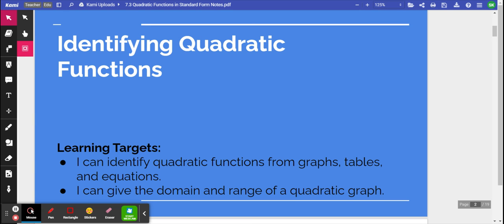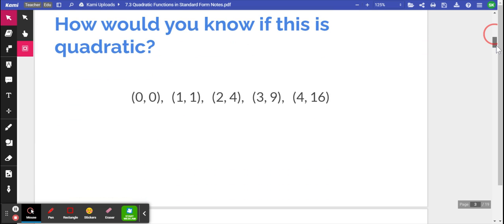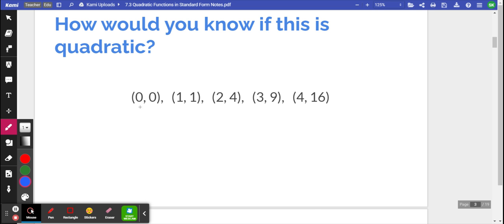Hey students, let's talk about identifying quadratic functions from tables and points. How would you know if this set of points is quadratic? Well, first, if we look at the x values, I see that the x values are increasing at a constant rate. We know that these are going up by 1 every single time. So plus 1, plus 1, plus 1, plus 1.